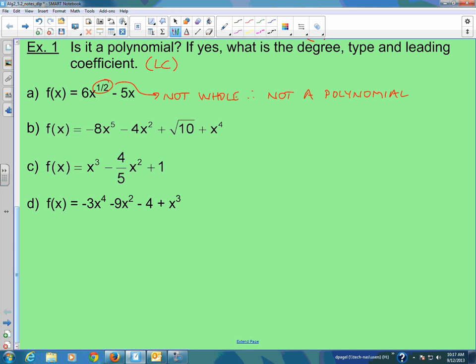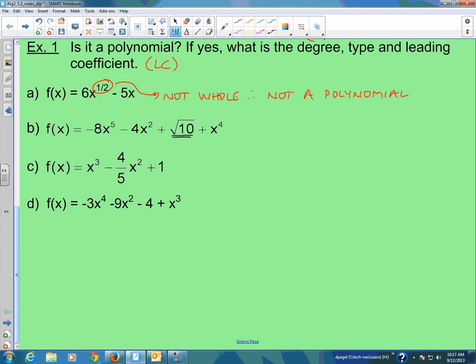What about b? Taking a look at b, I look at all of my powers. I got a power 5, power 2, power 4. This is a little interesting. But so far, in terms of my exponents, everything is a whole number. It's not in descending order. I would probably want to make sure I put things in descending order just to make sure I'm not losing any of my exponents. But it's not in descending order. But so far, all my exponents are whole numbers.